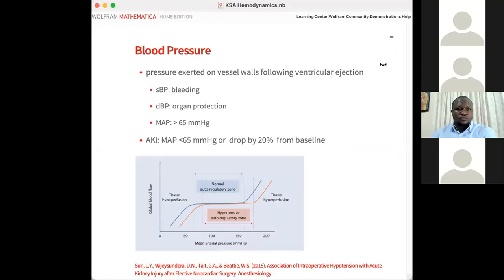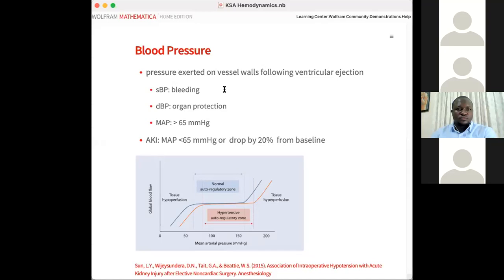The other thing that you may want to look at is your blood pressure. This is the pressure that is exerted on the vessel walls as a result of your ventricle contracting and ejecting blood. So blood pressure has various components. You have your systolic blood pressure. This is the maximal pressure ever attained. And it is the same both in your left ventricle and in the aorta.